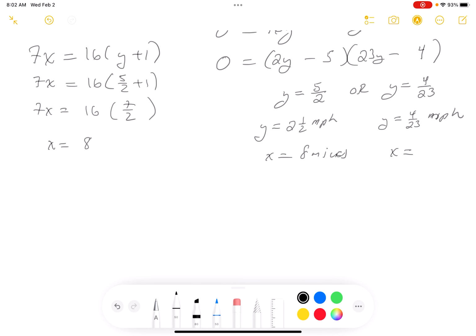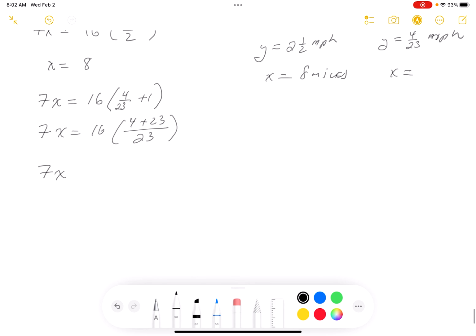All right, I'm going to do the other one too. Someone says, why do you do that? I don't know. Maybe it works. So you get 7x equals 16. And then what do you get there? 4/23 plus 1. Oh, nightmarish problem, though. Let's put it down. 16, 23. And that would be 4 plus 23, right? And what do you get? 7x, 16. Now it's going to be 27 over 23. That's a nightmare number, isn't it?